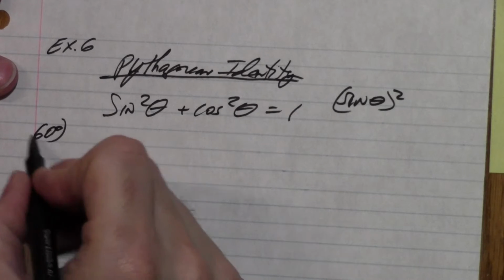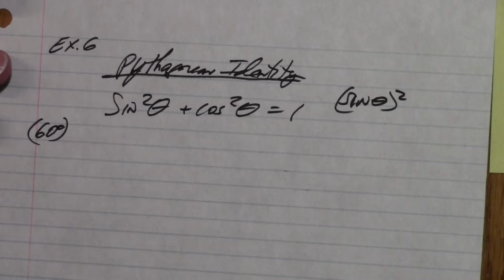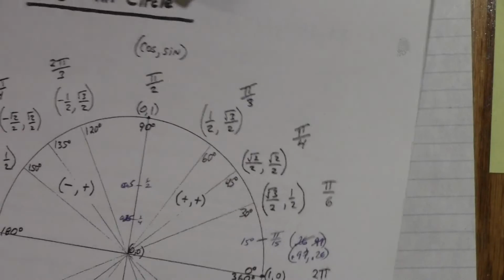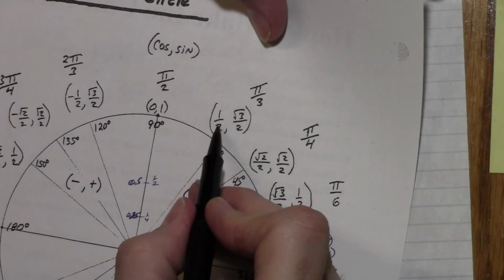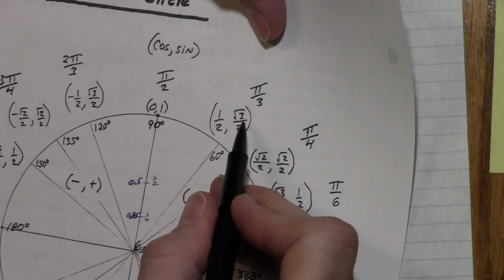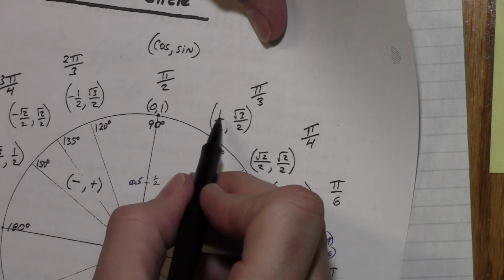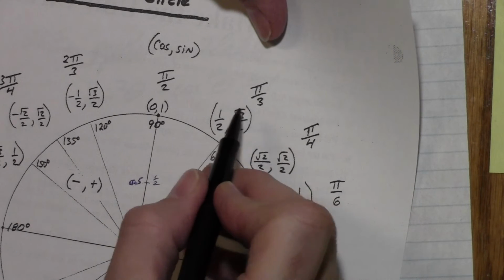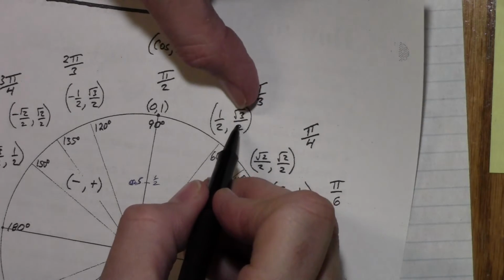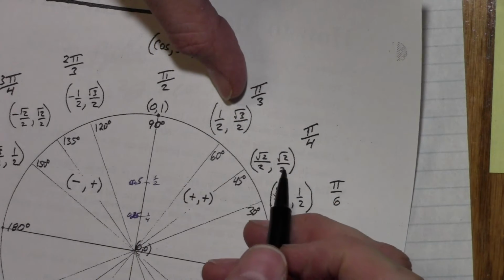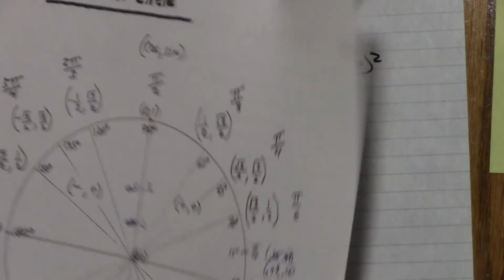Let's check 60 degrees out. At 60 degrees on the unit circle, the cosine is 1/2 and the sine is square root of 3 over 2. Does this work to say that the sine squared plus cosine squared really equals 1? Is that actually true for the points?